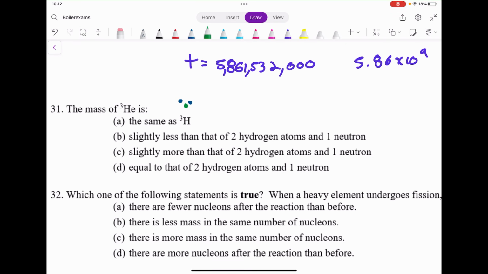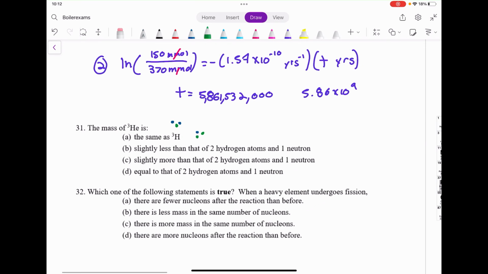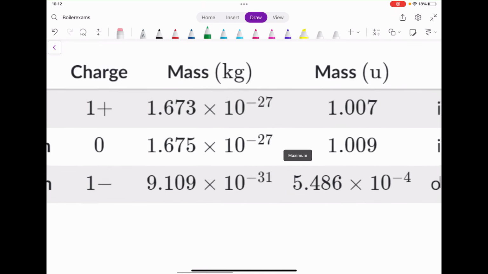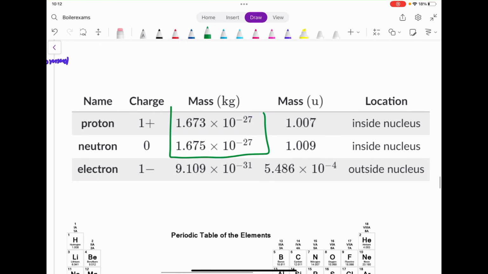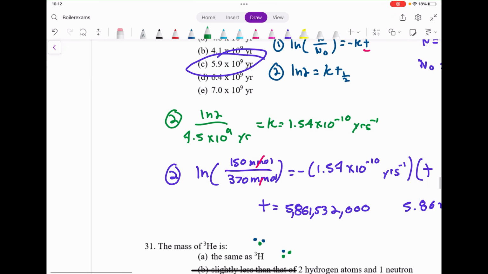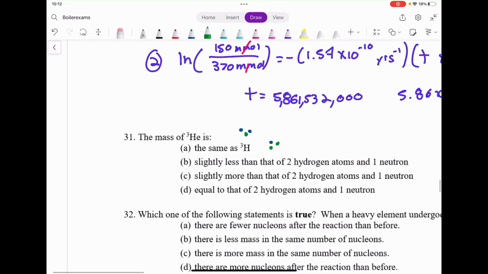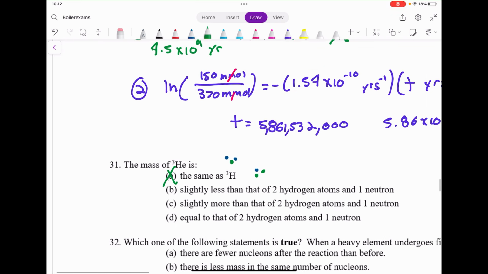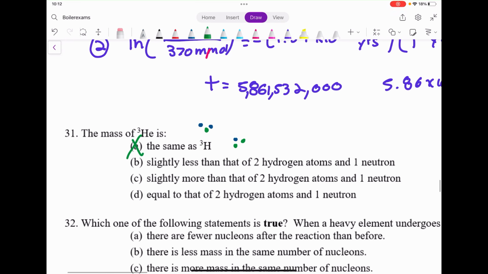A hydrogen-3 atom has 1 proton and 2 neutrons. So they don't actually have the same makeup. And let's see, I put this here. A proton and a neutron don't have the same mass, which means this is probably not the same, because they have different makeups of subatomic particles.